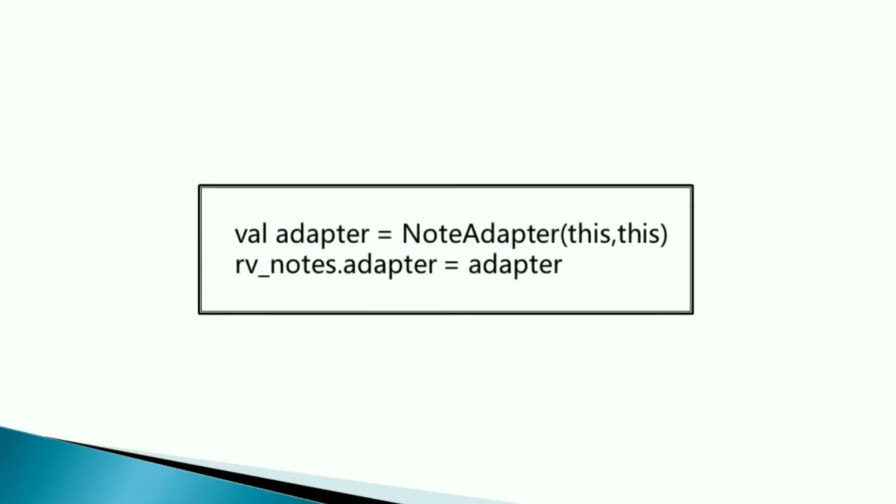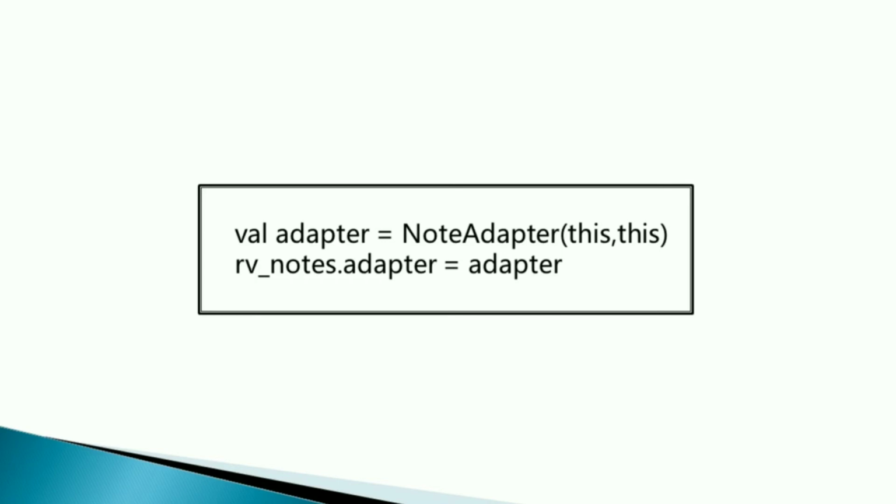We have declared and initialized variable adapter. To initialize the variable, we have created an instance of the class NoteAdapter and assigned this instance to the variable. NoteAdapter class requires two parameters. First parameter is an object of the Context class, and second parameter is an instance of the implementation of interface INotesRVAdapter. We have passed this as argument for both parameters.